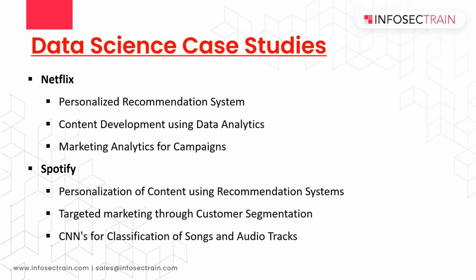Then after that, CNN for classification of songs and audio tracks. What is CNN? CNN is nothing but convolutional neural networks. A convolutional neural network is a very popular neural network algorithm which can classify anything, either your text data, numeric data, mixed data, audio data, songs, and anything. Basically, Spotify uses CNN for the classification of songs and audio tracks, right?